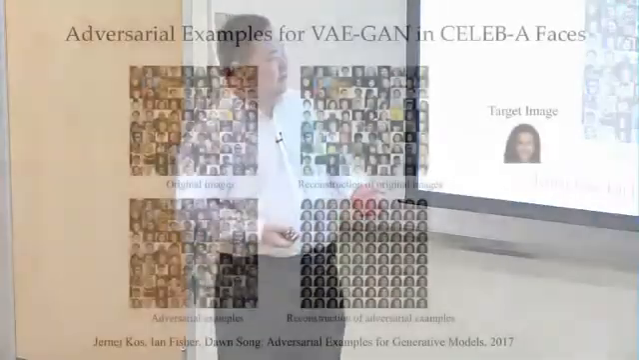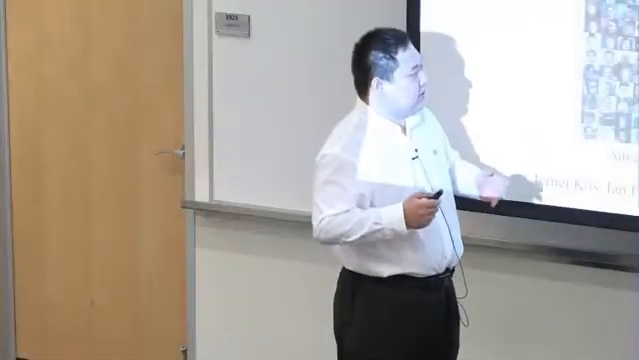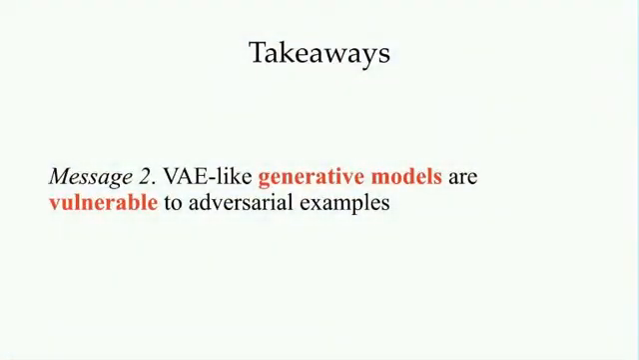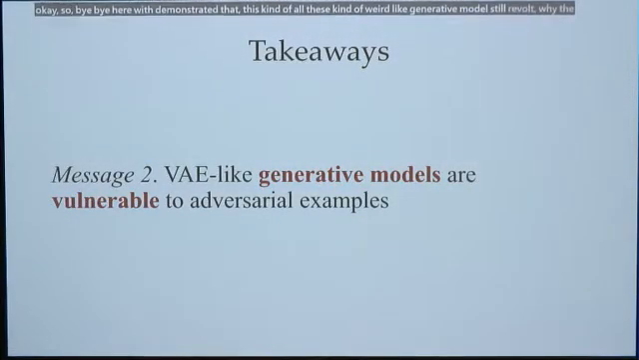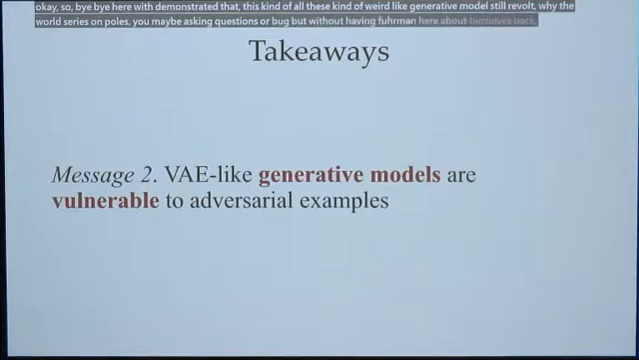And even faces can be reconstructed into a woman's face. Okay, so here we demonstrate that all these kinds of VAE-like generative models are still vulnerable to adversary examples. Then you may be asking questions about GAN. We don't have an experiment here, but our suspicion is that GAN is also likely to be vulnerable.